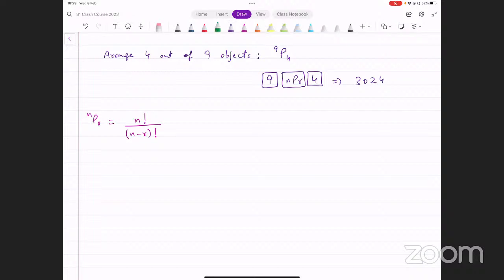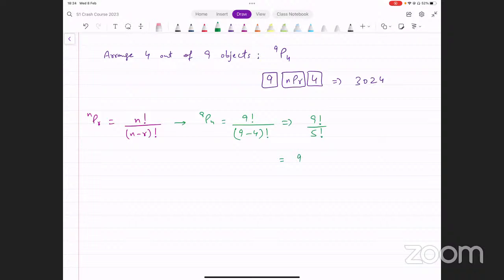So for instance, if you wanted to evaluate 9P4 in this case, that would mean 9P4 equals 9 factorial. That's what you have in the numerator. In the denominator, you would have 9 minus 4 whole factorial. And that simplifies to 9 factorial over 5 factorial. Now, if you think about it, 9 factorial means 9 into 8 into 7 into 6 into 5 into 4 and so on, all the numbers up to 1, right?